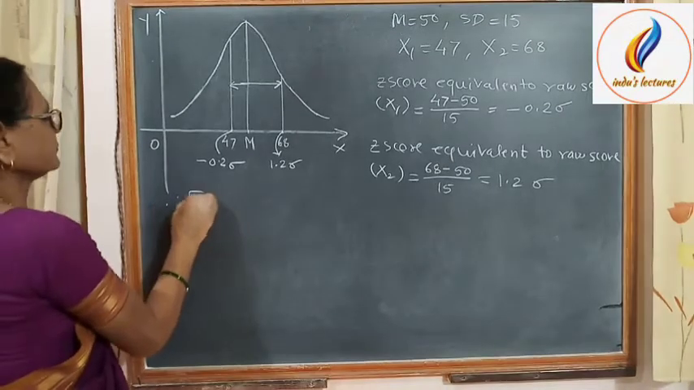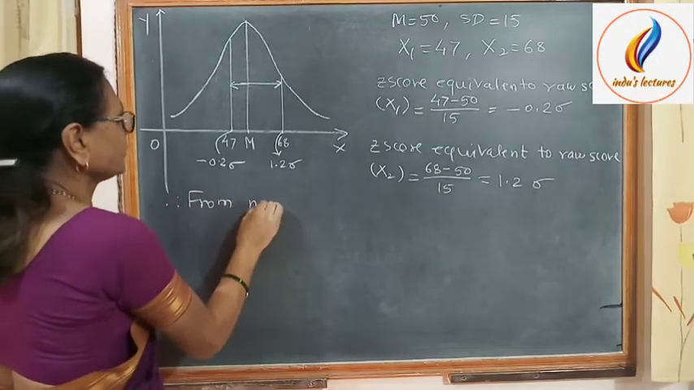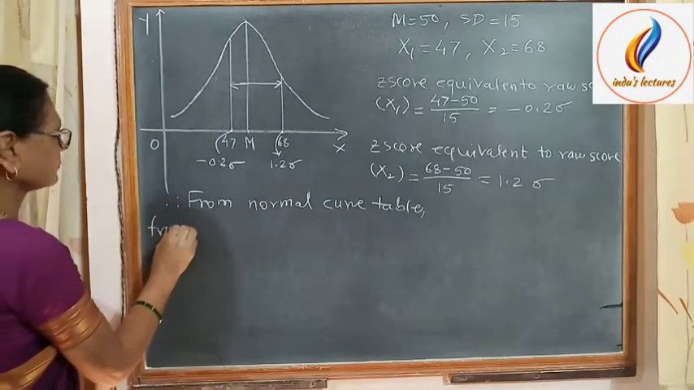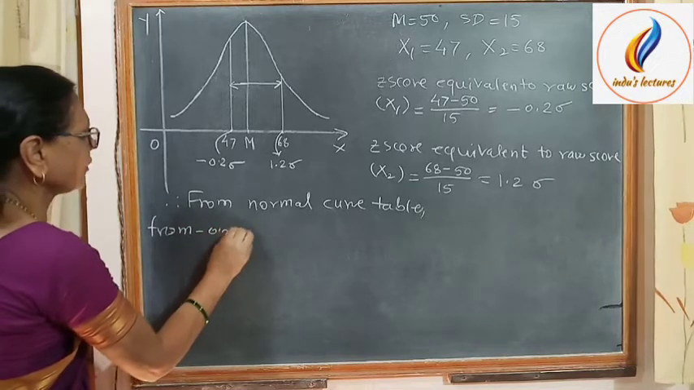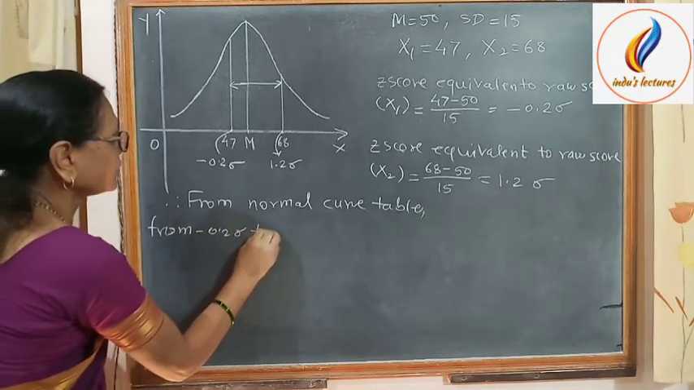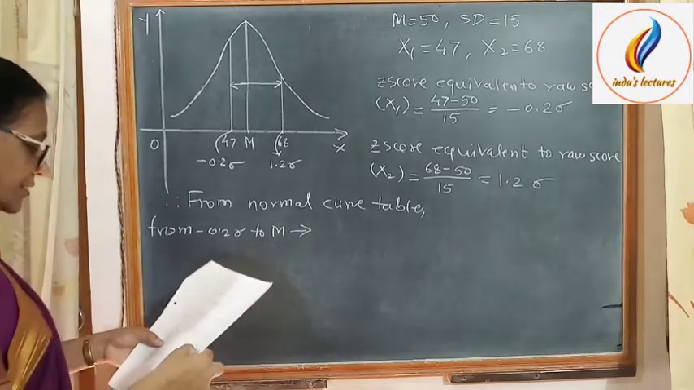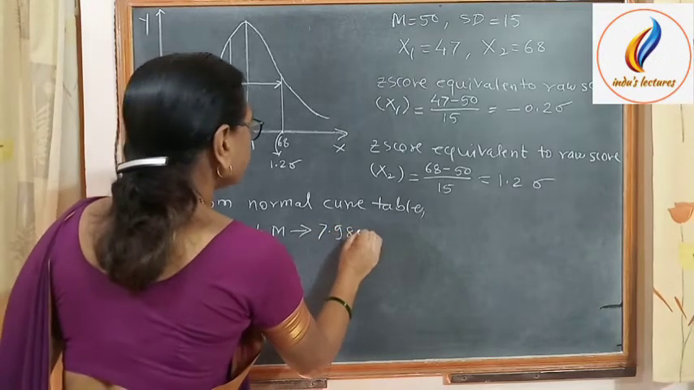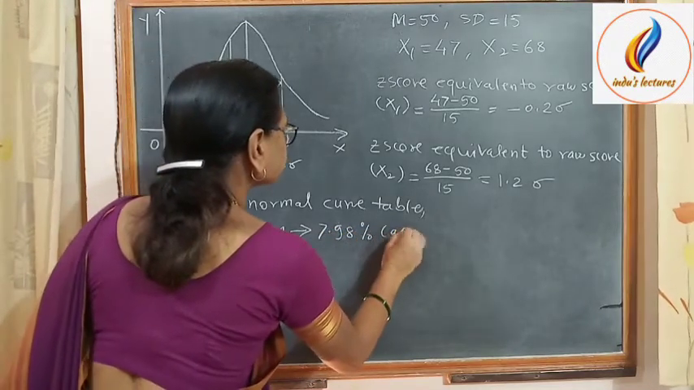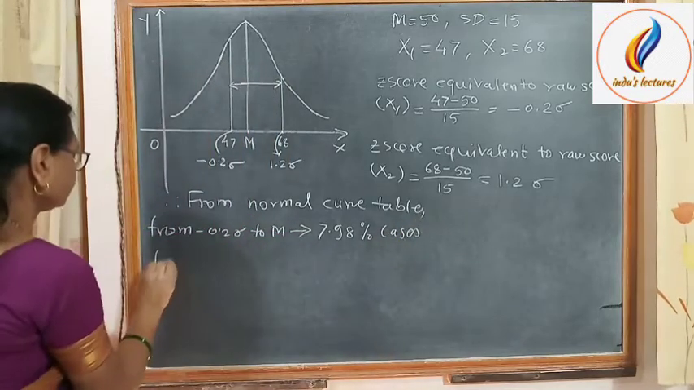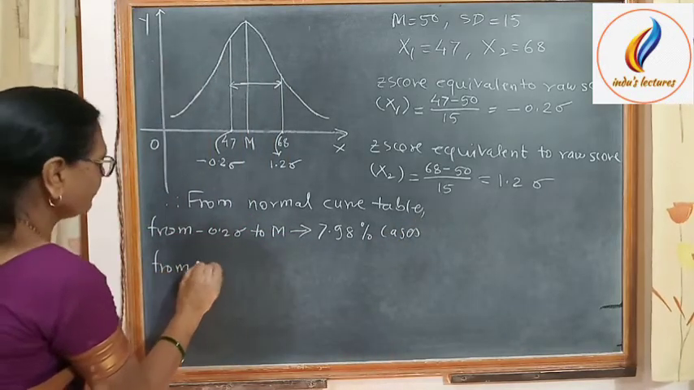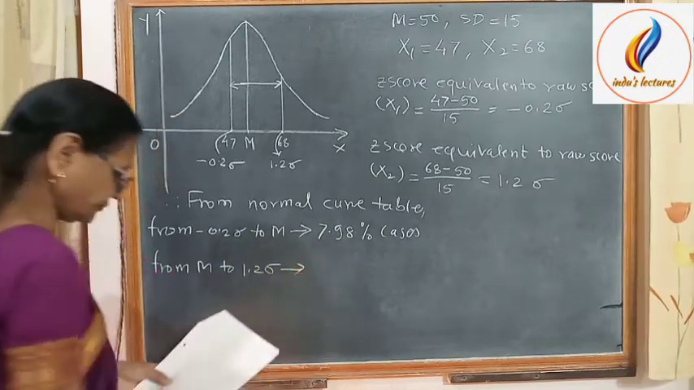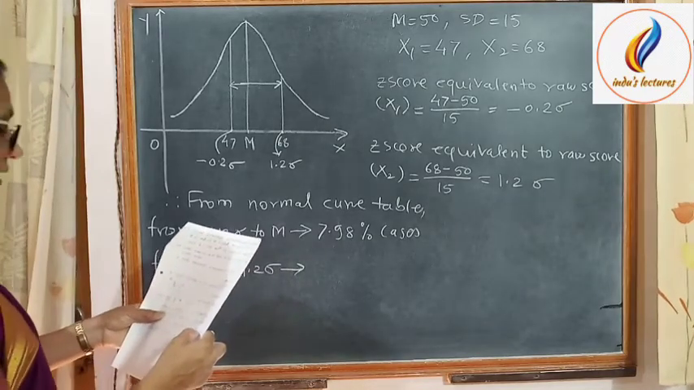Therefore, from the normal curve table, from minus 0.2 sigma to the mean, there are 7.98% cases, and from the mean to 1.2 sigma, it is 38.49%.